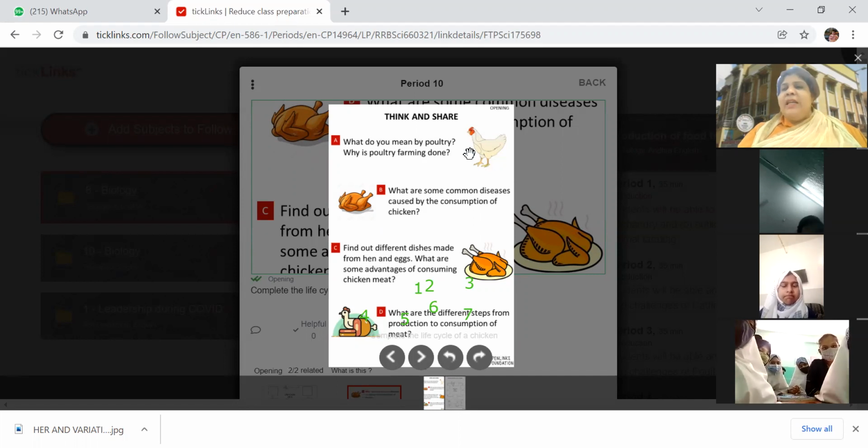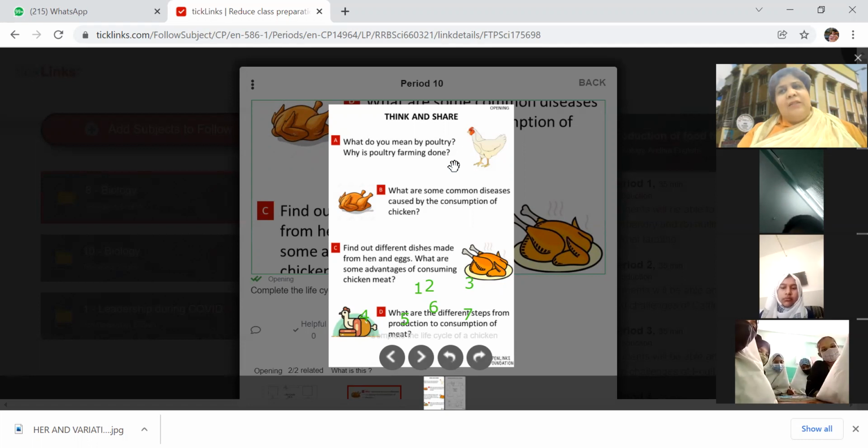Has anybody seen a poultry farm ever? Yes, ma'am. Who has seen? Who saw that? Who has seen this poultry farm? Muhammad Ali. Okay, so Ali, you have seen a poultry farm. Can you tell me why we go? Why do we have poultry farms? Because, ma'am, to fulfill our need.